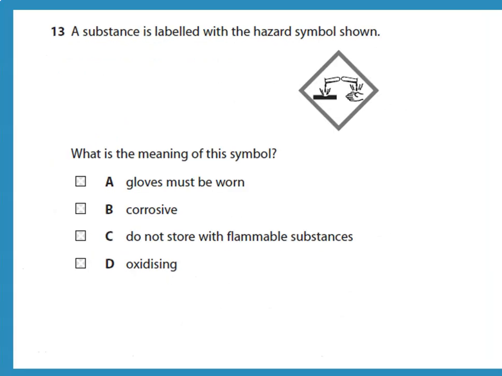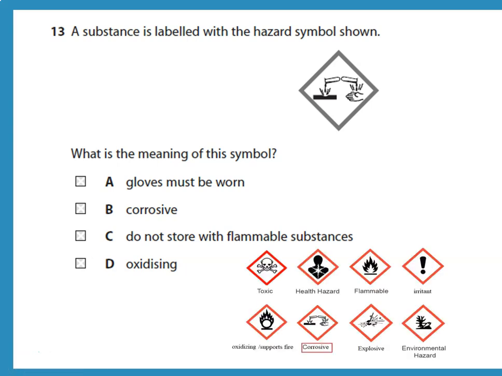Question 13 says, a substance is labeled with the hazard symbol shown. What is the meaning of this symbol? Of course, you're required to know the meaning of all of these hazard symbols, and the one we have means corrosive, and that means it is harmful to the skin. So you'll see this kind of hazard symbol on bottles of concentrated acid or concentrated base.